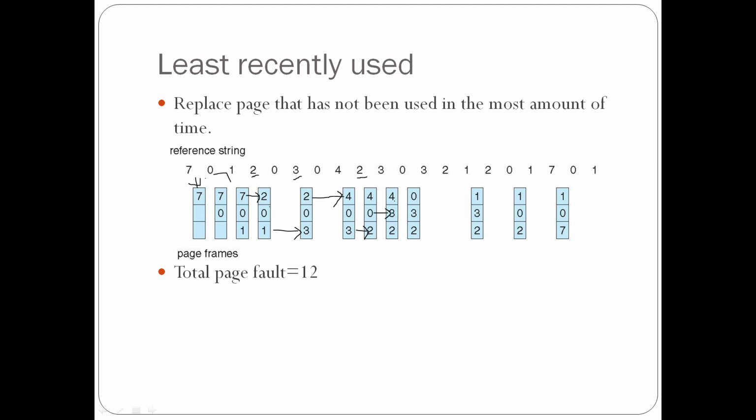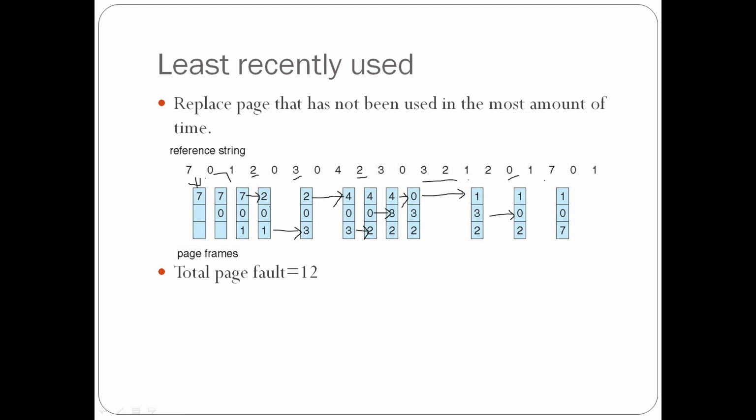Again here 0, with 4, 3, 2, only 4 has not been used for the longest period of time. So 4 is replaced by 0. Then 3, 2 are already available, so it is a page hit. Then 1. 1 means 0, 3, 2. In 0, 3, 2, only 0 has not been used for the longest period of time. So 0 is replaced by 1. Then 2 is already available, a page hit. Then 0. 0 means 1, 3, 2. Only 3 has not been used for the longest period of time, so 3 is replaced by 0.